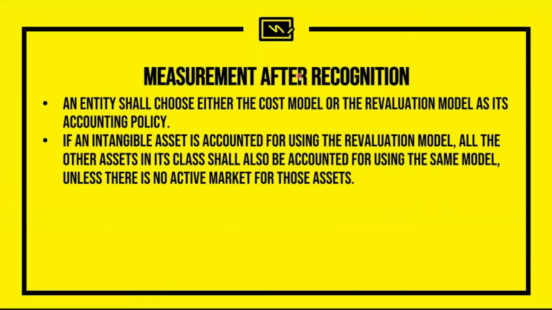So with that, we now go to measurement after initial recognition. Of course, we already have an intangible asset. We already capitalized the cost. The next thing is what are we going to do with the asset while we are using it already. Similar to what I stated before, intangible assets and property, plant, and equipment are basically the same because they also use the same measurement methods for subsequent recognition, which are the cost model and the revaluation model.